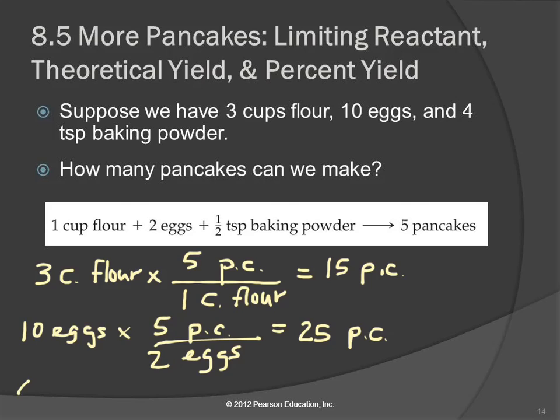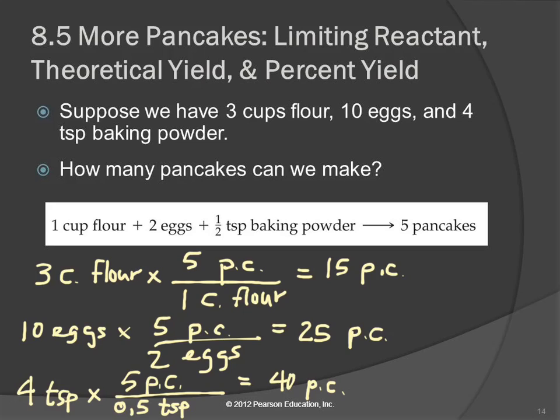Baking powder. 4 teaspoons of baking powder. Don't tell me you never called them that. 5 pancakes for 1/2 teaspoon. You know, fractions are ugly. Let's not write a fraction there. That's 0.5 teaspoons. So 4 times 5 is 20, divided by 0.5 is 40. 40 pancakes.